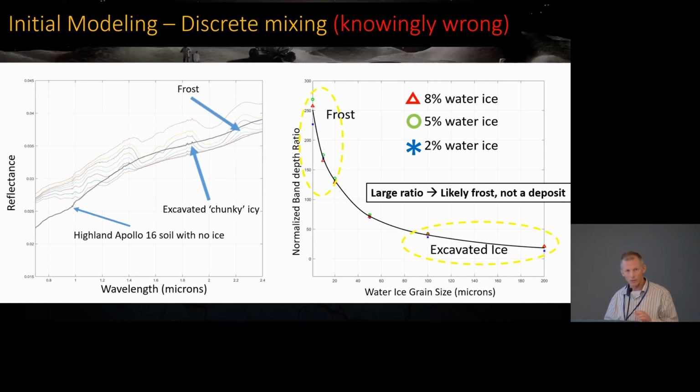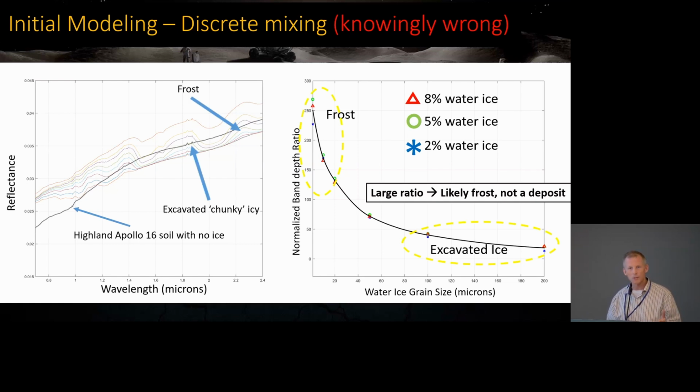One way we don't want to do it, which is, well, all models are wrong to some extent, some models are useful. This model is not. This is a purely areal mixing of an anorthosite spectrum with multiple grain sizes of water ice at a certain percentage. But the point is that, to the extent that it may be right, frost will have a very strong ratio between, let's say, two of the neighboring bands, 1.5 and 1.25, or 1.5 and 2 microns. Excavated ice, which is a large grain, will have a much smaller ratio.